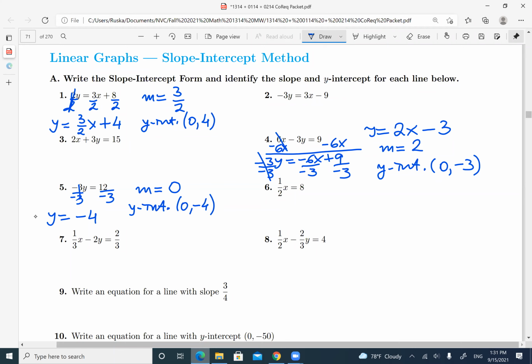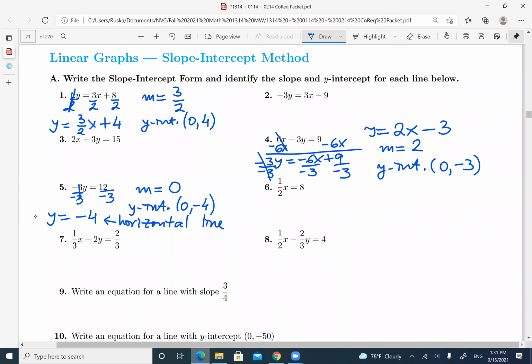Now, y equals a number, it's a horizontal line. So I'm going to put here, if the equation has only y, it's a horizontal line. And any horizontal line has slope 0. Remember that. Horizontal line has slope 0. Okay? Now, the next one, number 6, is also another one of those exceptions. So what do you have here? You have only x. There's no y in this equation, right?